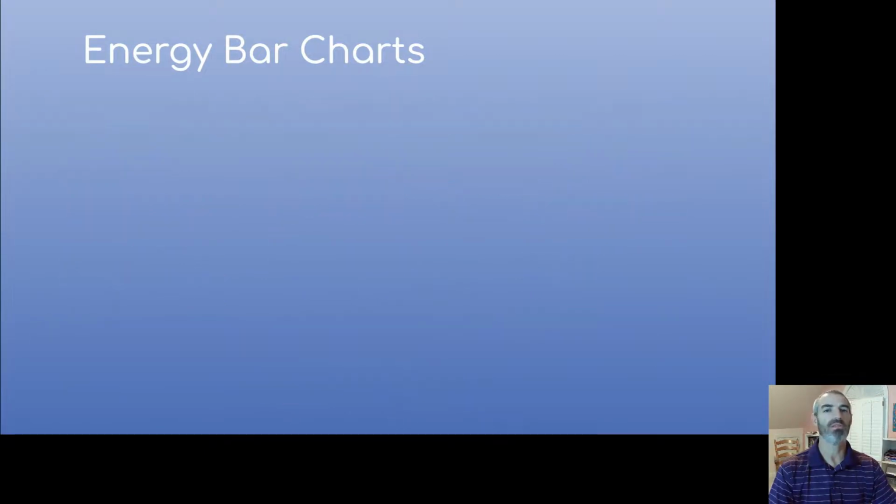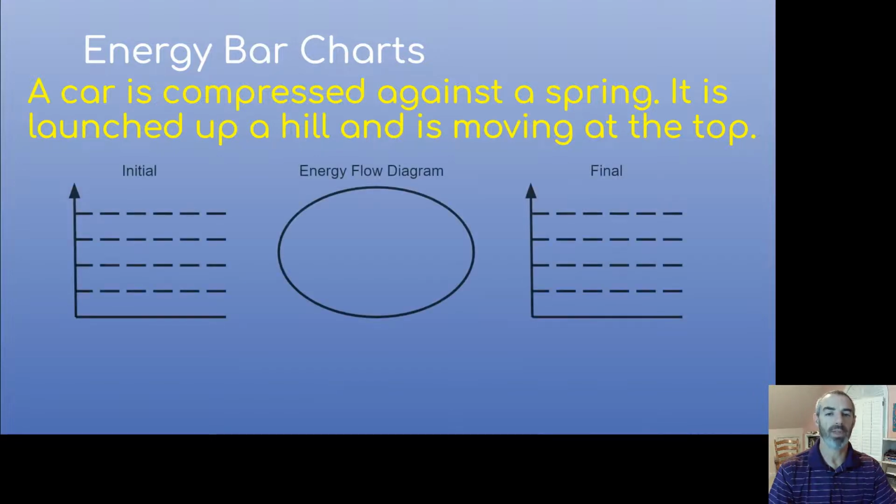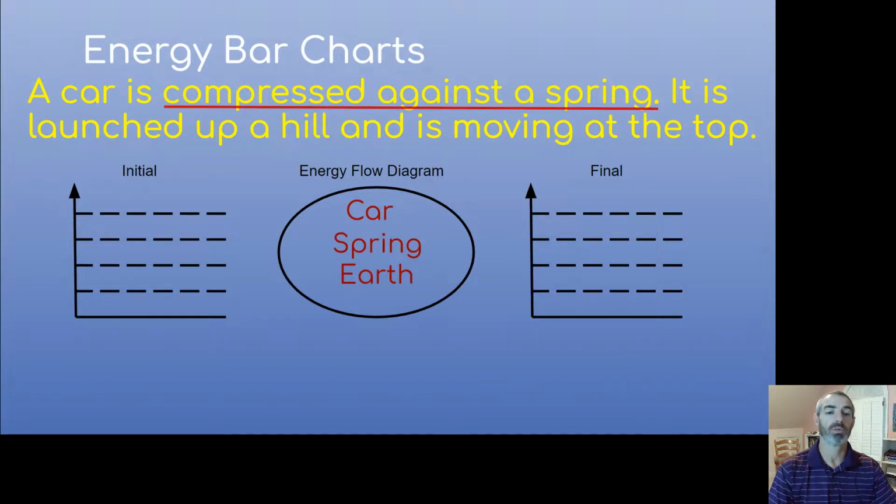So let's look at a fourth and final example for this video. So we have a car, a lab cart, that is compressed up against a spring, and it's launched up a hill and is moving at the top of the hill. So we define our system. So we have a spring, we have something that's moving, a car, and we have the earth. So we ask ourselves the three questions. Is anything stretched or compressed? Yes. The spring is compressed. So we draw US and draw a bar underneath that.